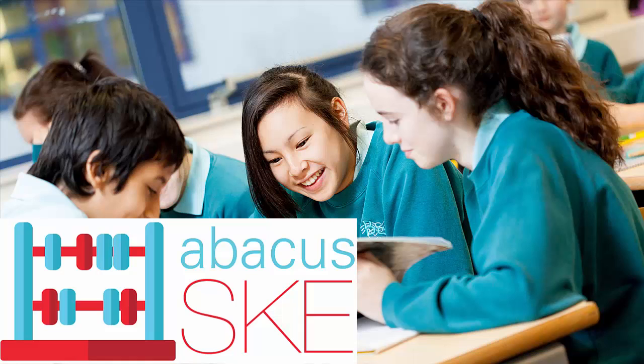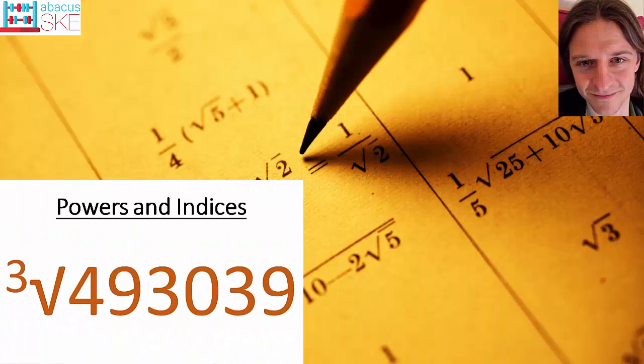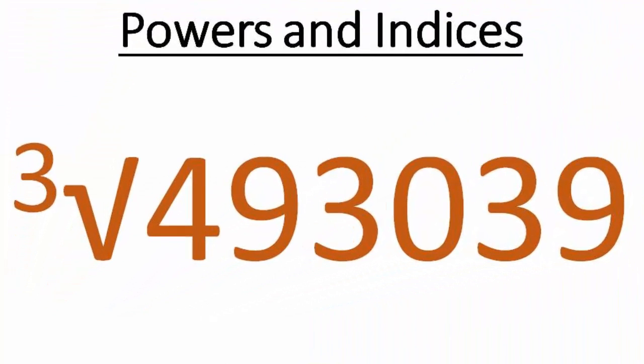Okay, hello again everyone. This is the powers and indices presentation. What you're looking at here on the first slide is the cube root of 493,039, and I can straight away tell you that the answer to that is 79, not because I'm cheating or I've worked it out at all, but because there's a special little trick which I hope you'll learn, and also I hope to be able to explain how you can teach it to your students so they can cube root any 5 or 6 digit cube number.